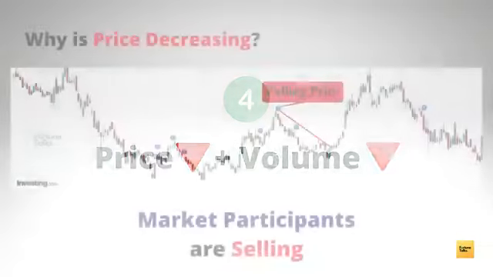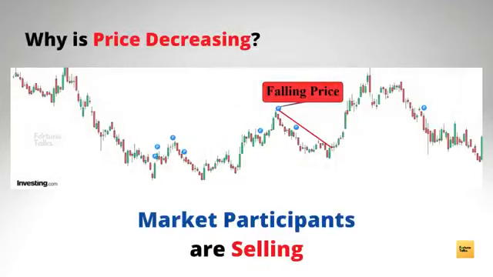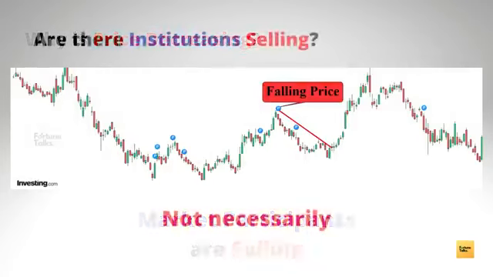Ask the questions. Number 1. Why is the price decreasing? Simply because the market participants are selling. Question number 2. Are there institutional sellers associated with this price decrease? Simple answer, we can't be sure about it.